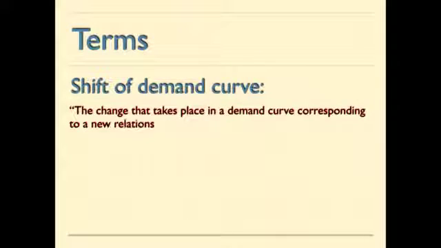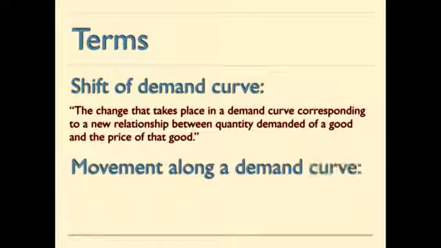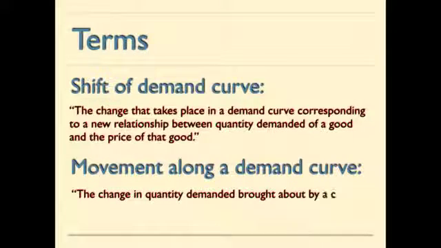So a shift of the demand curve: the change that takes place in a demand curve corresponding to a new relationship between quantity demanded of a good and the price of a good. What that means is, if you visualize the demand schedule I previously went over in a video, we initially start with price-quantity combinations of a demand curve, and then some external change occurs so that either at specific prices the quantity demanded increases or the quantity demanded decreases. The way that's graphically represented is a shifting of the demand curve.